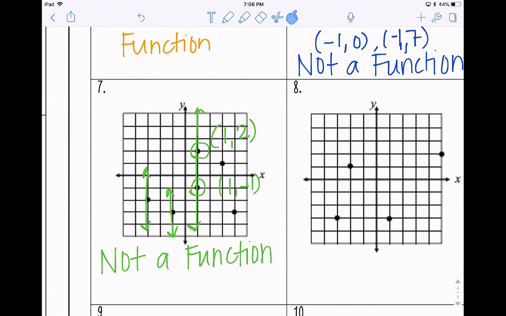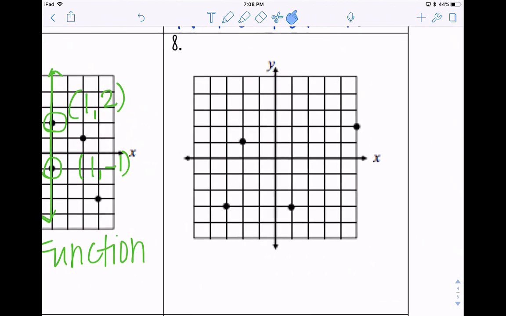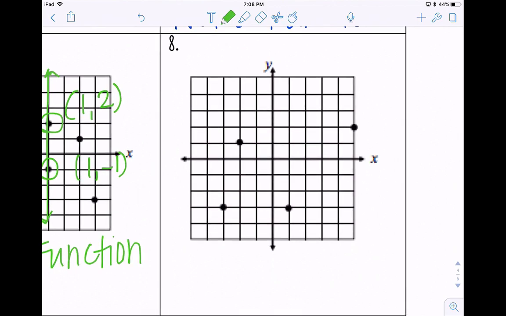All right, number 8, same thing. We're just looking to see, is there anywhere that I could draw a line that it's going to cross more than one time? If it does, then it's not a function. So I have an ordered pair here. If I draw a line there, only crosses once. If I draw a line here, only crosses once. If I draw a line here, it only crosses once. And if I draw a line here, it only crosses once. So every single one of those x's is different. If you wanted, you could write out all the ordered pairs. That would be another way of doing it.